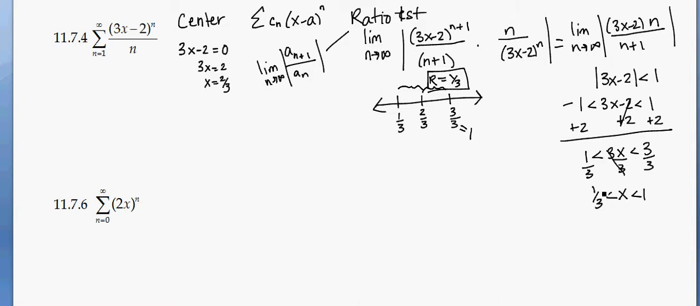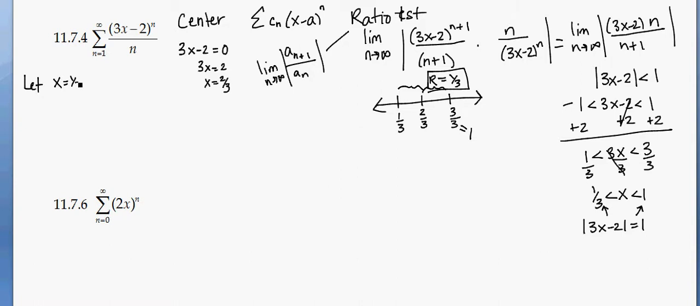So we have to check the places where the ratio test is equal to 1. So we know it converges for values when this is less than 1, but if the absolute value of 3x minus 2 is equal to 1, we've got an inconclusive result. So that's going to happen when x is 1/3 and x is 1. So let's check those endpoints separately.